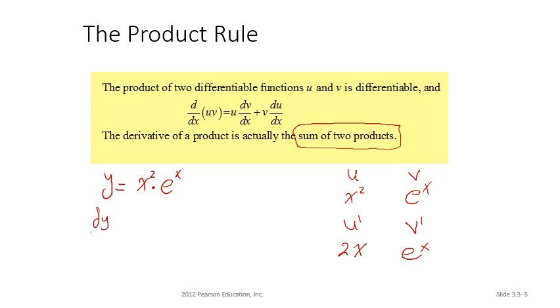So dy by dx is equal to u dash v, so it's 2x e power x, plus x squared times e power x. So it's a cross product here, or the sum of the cross products between u dash and v, and u and v dash.